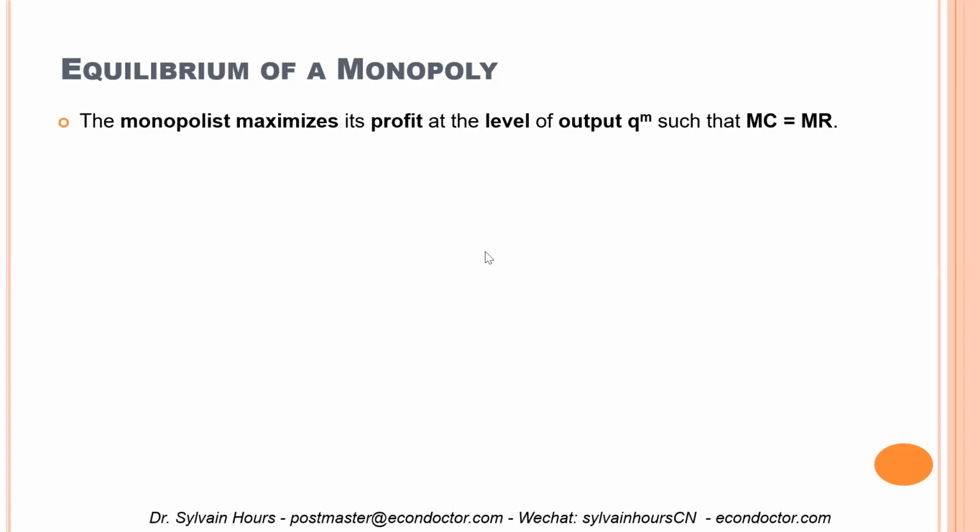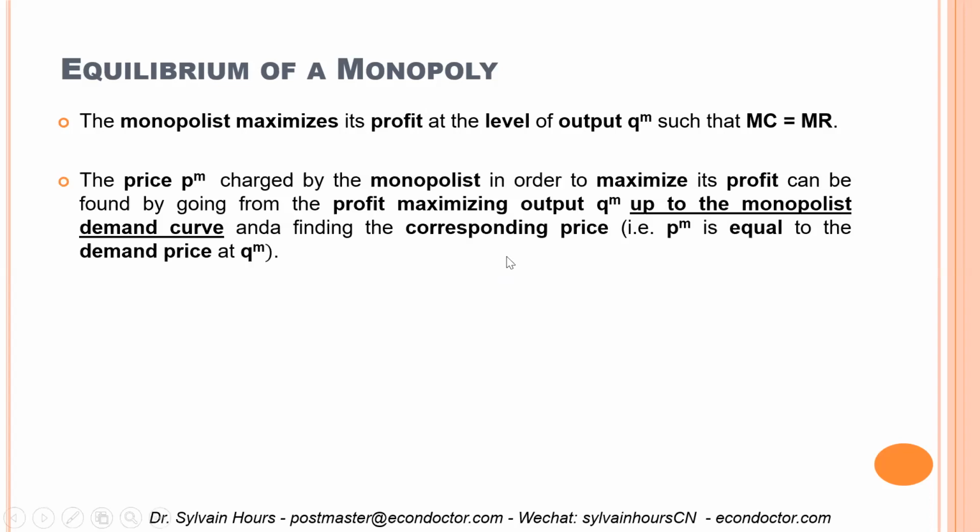Careful, there is a mistake that students make pretty often at this stage. Once we have the quantity QM, we need to find the price at which we should sell this output. And sometimes students, once they have found QM, I will show you on the diagram, make a mistake when identifying the optimal price.